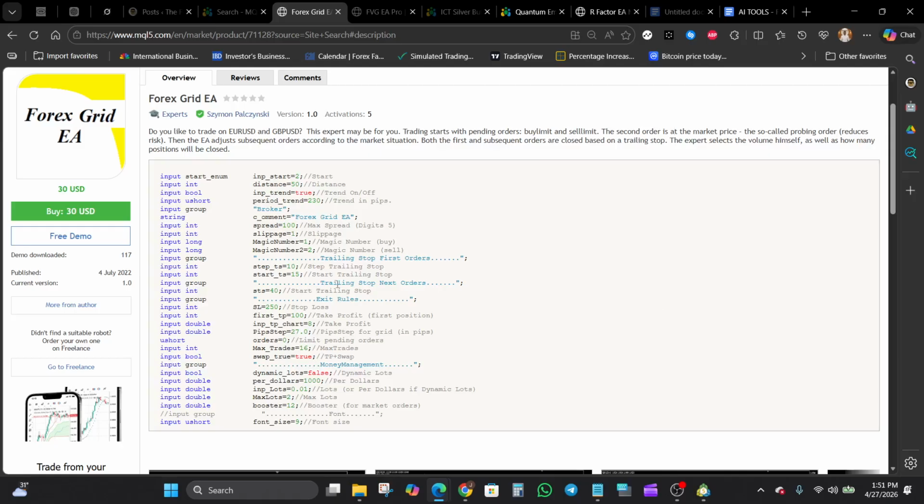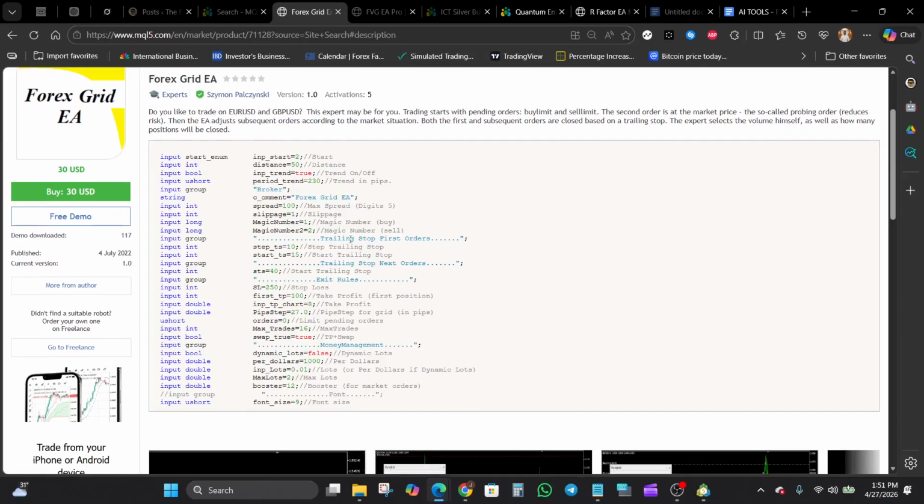Now let's talk about how this EA actually works under the hood. At its core, this is a grid trading system, but it is not just blindly stacking orders. It starts with pending limit orders placed at a defined distance, which means it's trying to catch retracements rather than chasing price. That is generally a safer approach in ranging markets. Then comes the probing order, which is placed at market price. What this does is give the EA early exposure to potential movement. So instead of waiting completely passively, it gets a feel for direction.